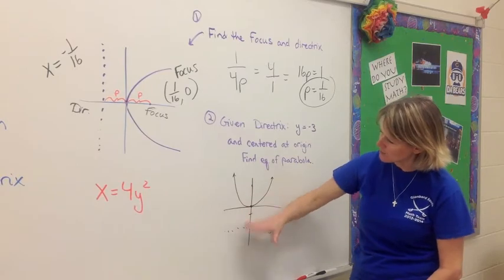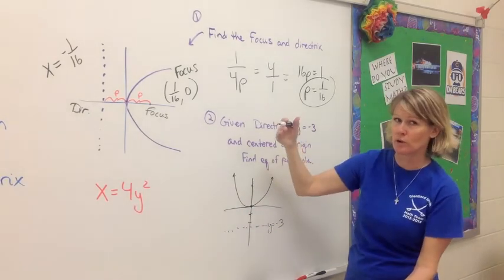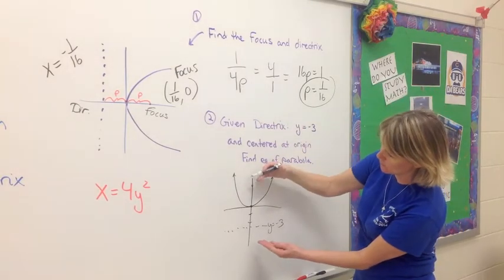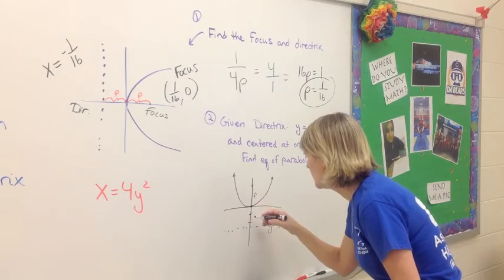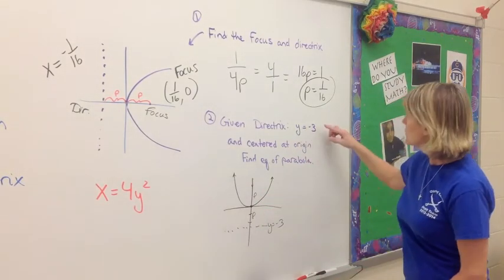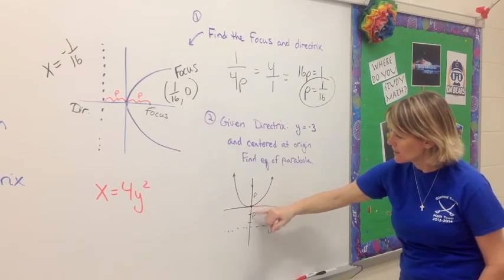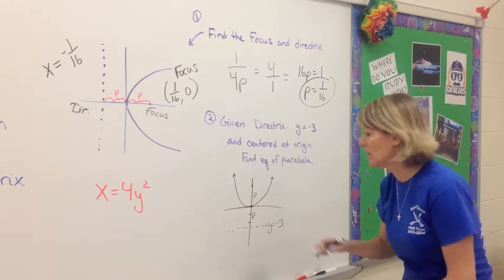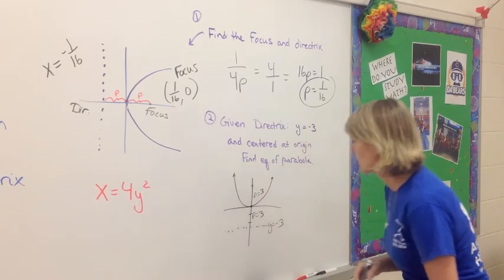Because my directrix has to be below it, and my focus has to be on the other side of the origin, or the vertex. They're on opposite sides. And if you recall, this distance here is p, and this distance here is p. But I already know what my p distance is, right? If I go from the center down to y equals negative 3, that distance is going to be 3. And this distance is going to be 3, correct?